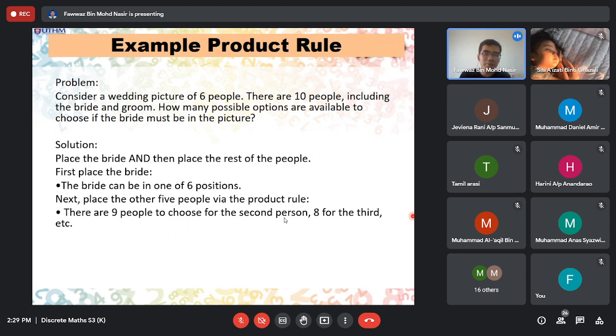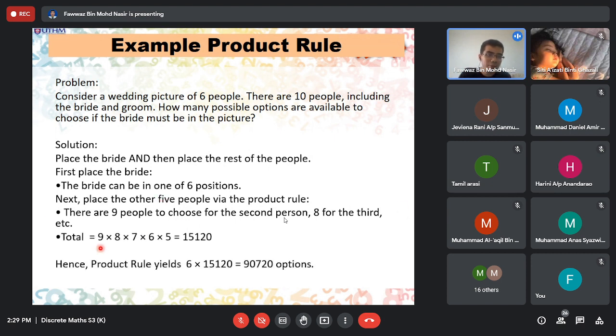So basically, sebab kita ada 5 remaining seats, so the first seat tadi kita ada 9 people to choose from, the second seat we have 8 people to choose from, the third seat we have 7 people to choose from, okay, the fourth seat we have 6 people to choose from, and the fifth seat we have 5 people to choose from. So altogether we have 15,120 ways we can choose. We can get to position 9 people into the 5 remaining seats. Boleh dapat kan?